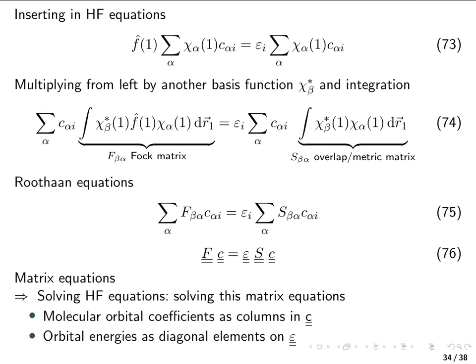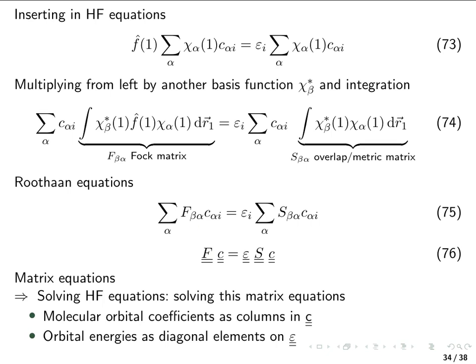And if you now not only look at one equation for the basis function beta, but we write up all the equations by using all the functions which we have in the basis set, and collect all these equations in matrices, then we end up with a matrix equation, a matrix version of the Roothaan's equation, where we here have the Fock matrix in the basis of the basis functions.